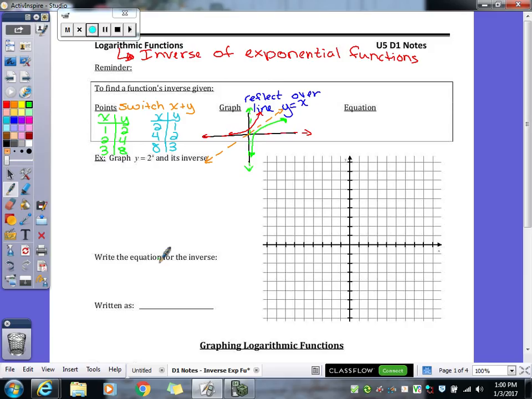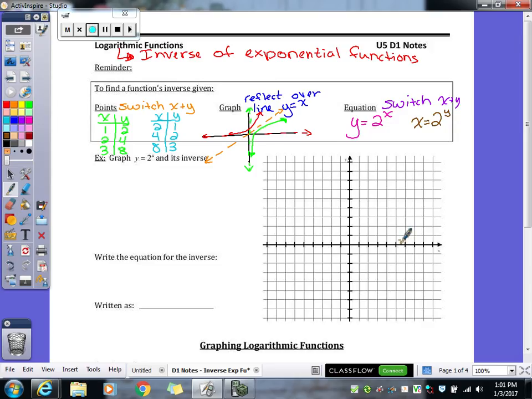Does anybody remember how to find your inverse from an equation? Switch your x and y. It's kind of like your points. You switch your x and y, and then you solve for y. So let's say we had the equation y equals 2 to the x. If I switch my x and y, what's my inverse equation? x equals 2 to the y.